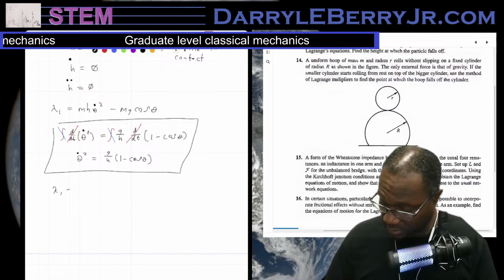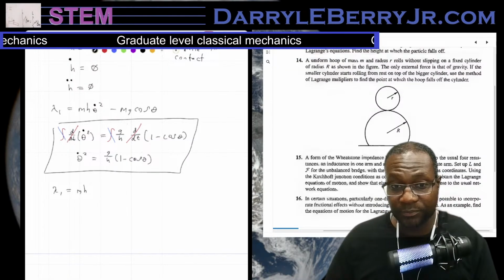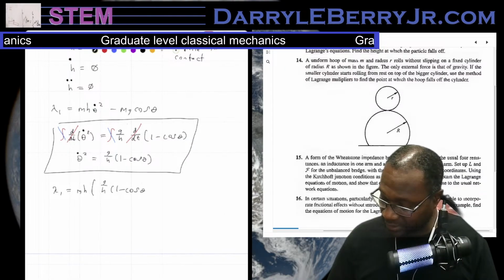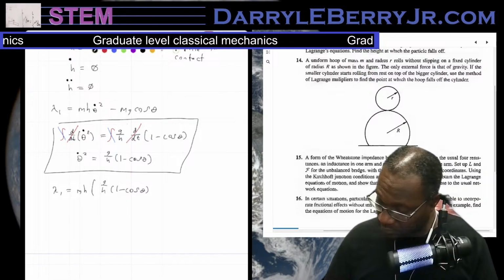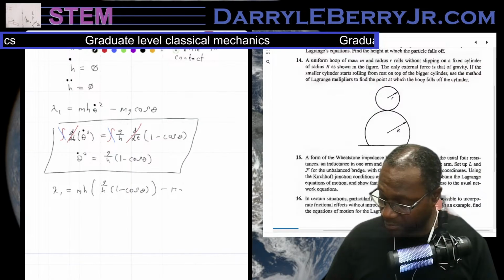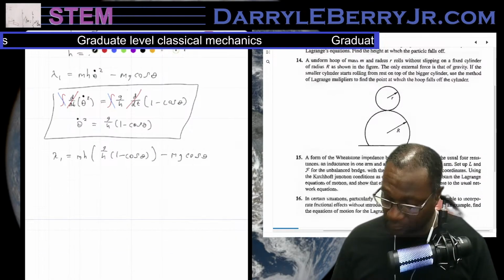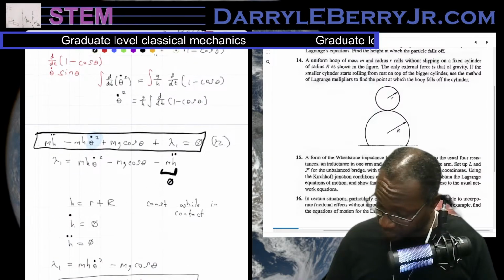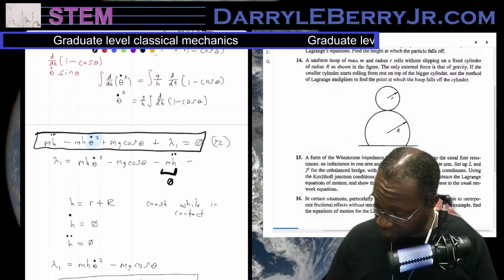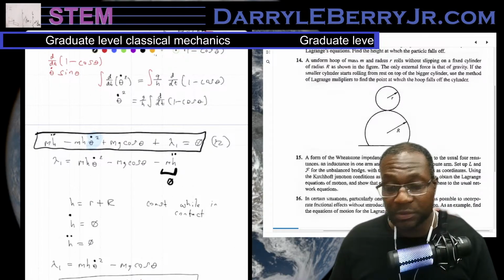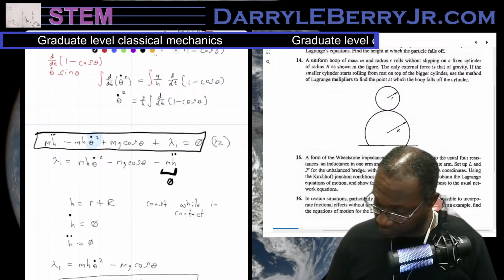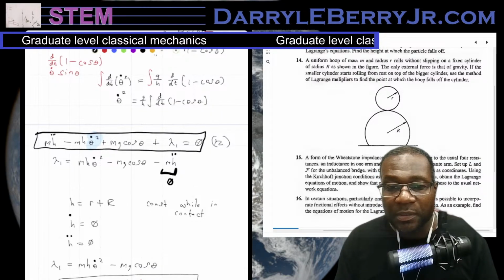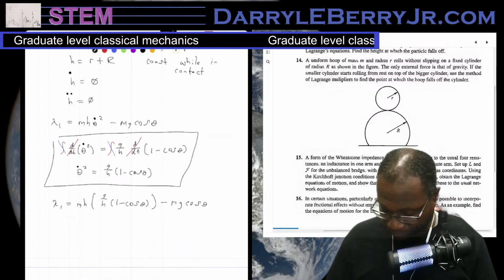And then I have lambda 1 equals mh times g over h, 1 minus cosine theta, minus mg cosine theta. And that all equals 0. So remember, this whole equation equals 0, even though I forget to write the 0 sometimes.